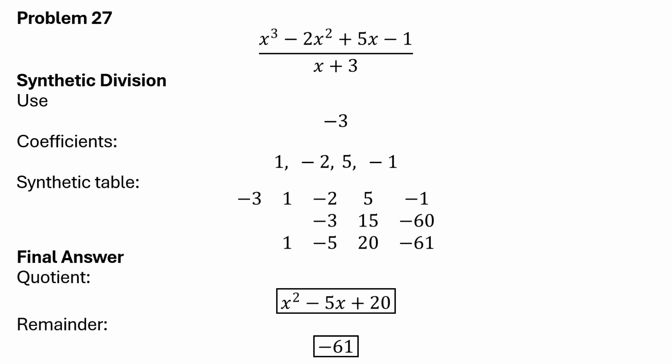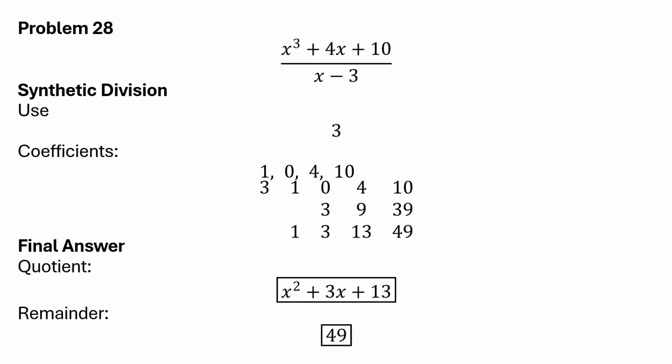Using synthetic division with negative 3 gives a remainder of negative 61. Therefore, x plus 3 is not a factor. The quotient is x squared minus 5x plus 20. Applying synthetic division with 3 produces a remainder of 49. Since the remainder is not 0, x minus 3 is not a factor.